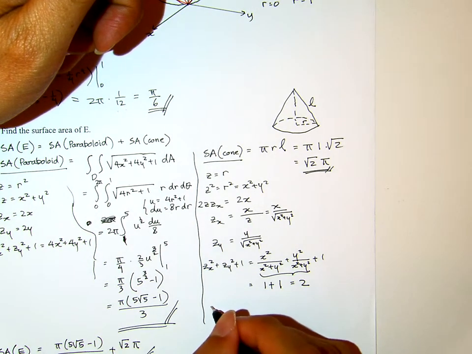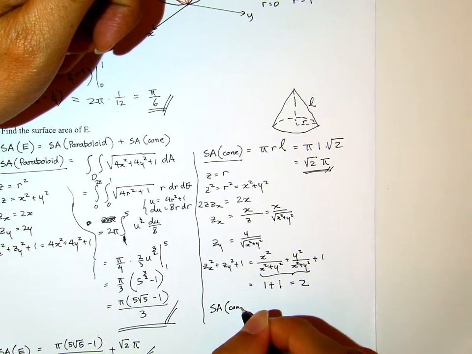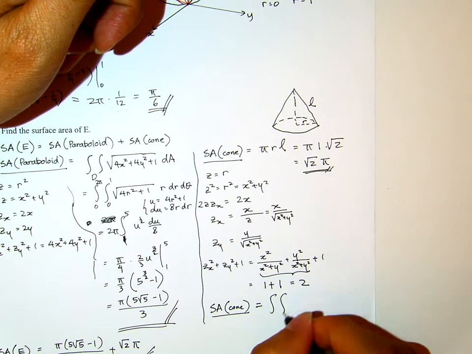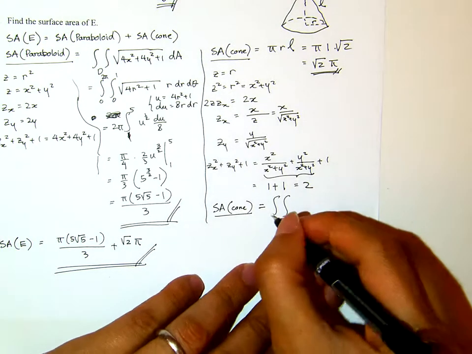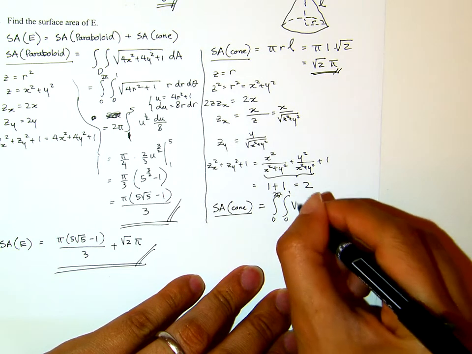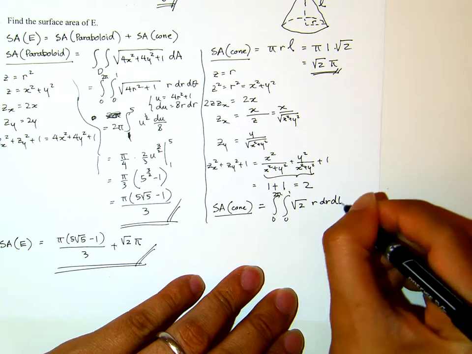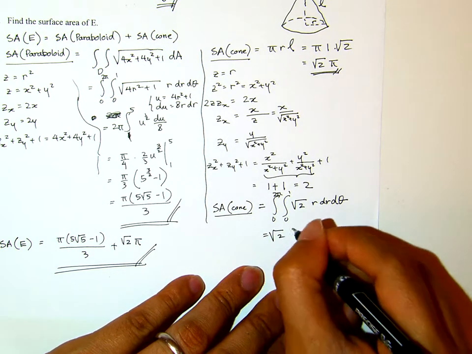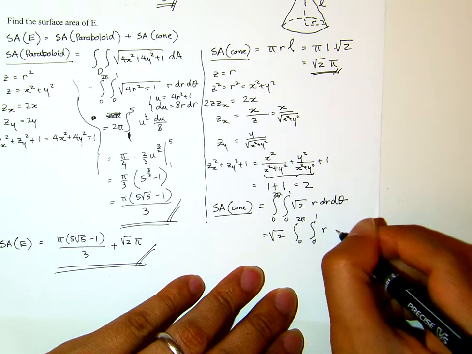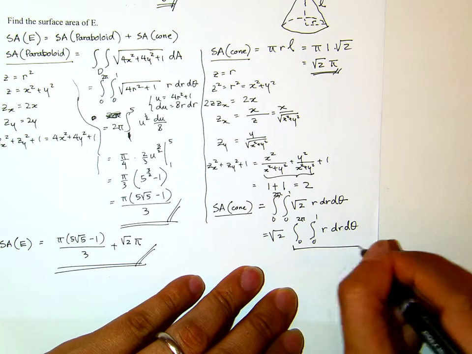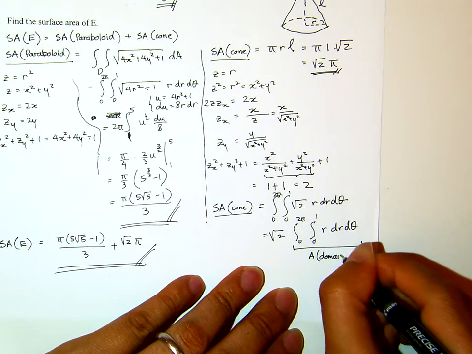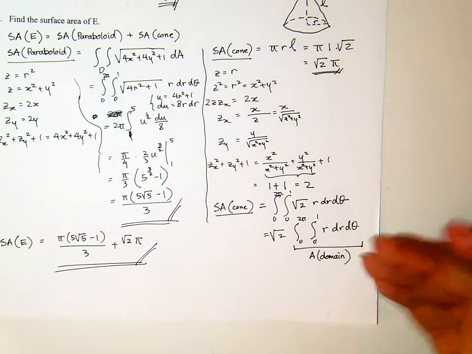Now then, the surface area of the cone, if we use calculus 3 to do it, maybe another way to say it, if you use the hard way to do it, it will be, let me pull it up, I'm sorry, this is from 0 to 2 pi, and 0 to 1 of square root of 2 r dr d theta. Let me pull the square root of 2 out, and I hope you realize that this multiple integral here is the area of the domain, which is a circle with radius 1.